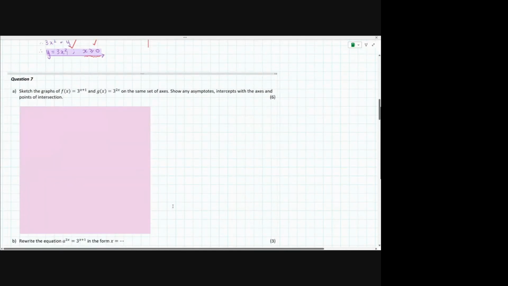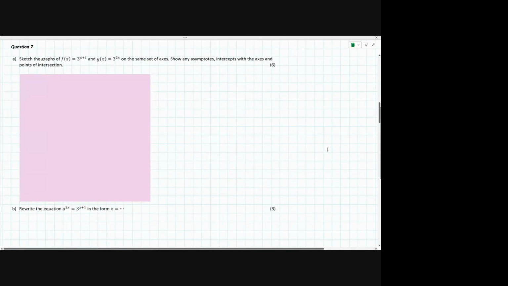Right, so the next question here, we want to sketch the graphs of f of x, which is equal to 3 to the power x plus 1, and g of x is equal to 3 to the power 2x on the same set of axes. Show any asymptotes, intercepts with the axes, and points of intersection. All right, quick question. What type of graphs are f of x and g of x?